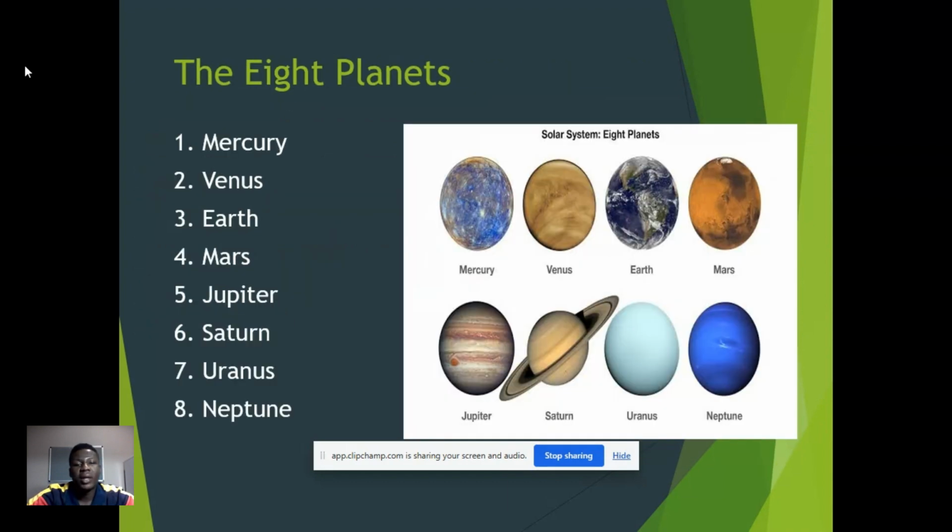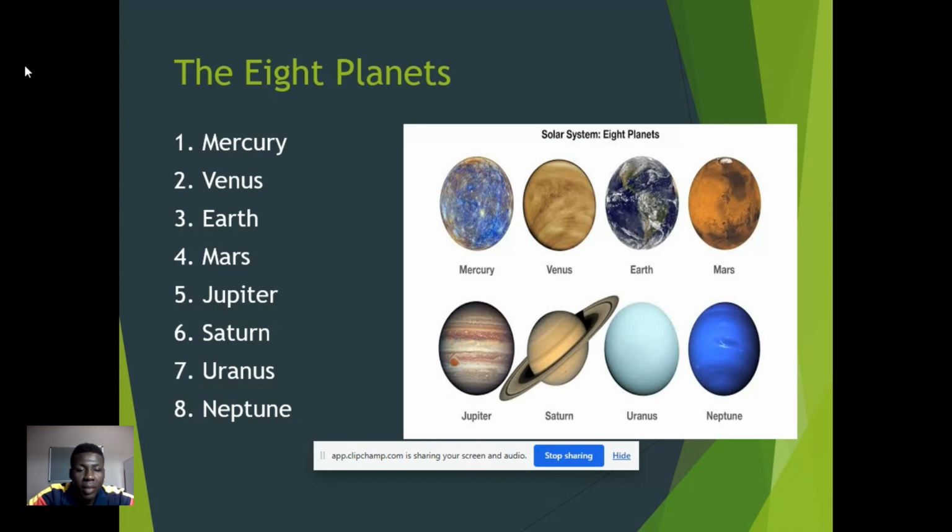Then the 8 planets. We have the first one, the first planet, which is Mercury. Mercury is the innermost of the 8 planets, the first planet from the sun. Then we have the second one, which is Venus.